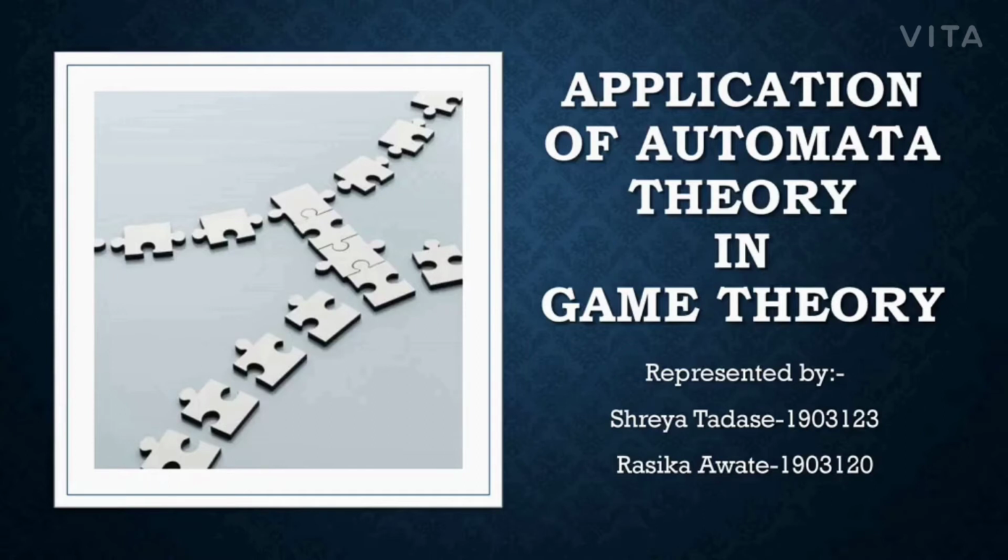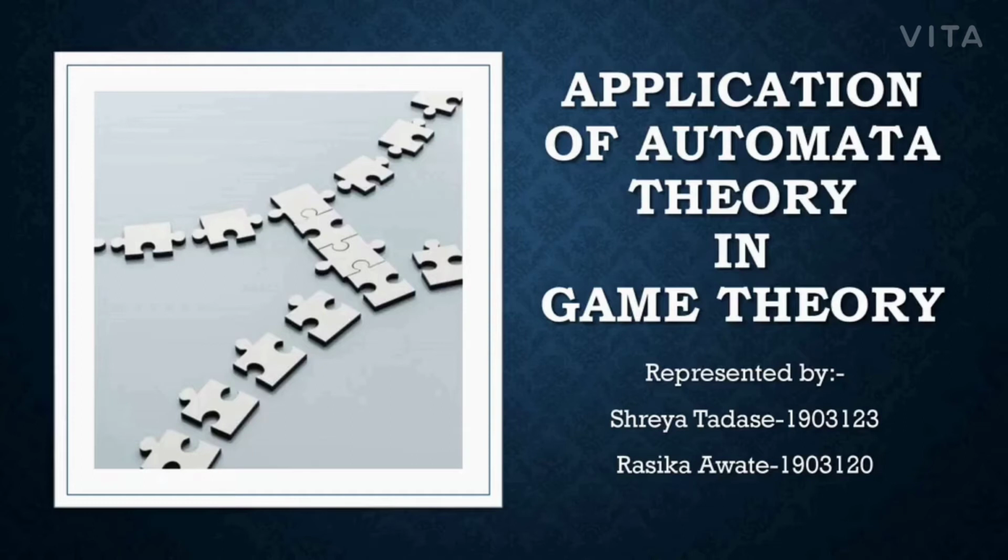So let's continue our topic. Here we are going to tell you about how automata theory is applied in game theory by using various automata such as finite automata, adaptive automata and cellular automata.